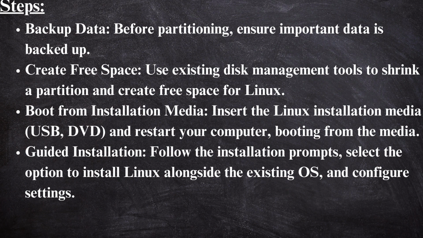Steps: backup data. Before partitioning, ensure important data is backed up. Create free space. Use existing disk management tools to shrink a partition and create free space for Linux. Boot from installation media. Insert the Linux installation media, USB, DVD, and restart your computer, booting from the media. Guided installation. Follow the installation prompts, select the option to install Linux alongside the existing OS, and configure settings.